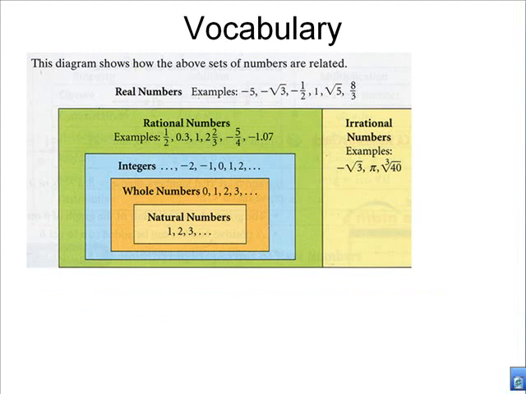The first one is natural numbers. Natural numbers start with the number 1, then you have 2, 3, 4, 5, 6, etc. Whole numbers include the number 0, then you have 1, 2, 3, 4, 5, etc. Integers begin to include the negatives, so you have -2, -1, 0, 1, 2, etc.